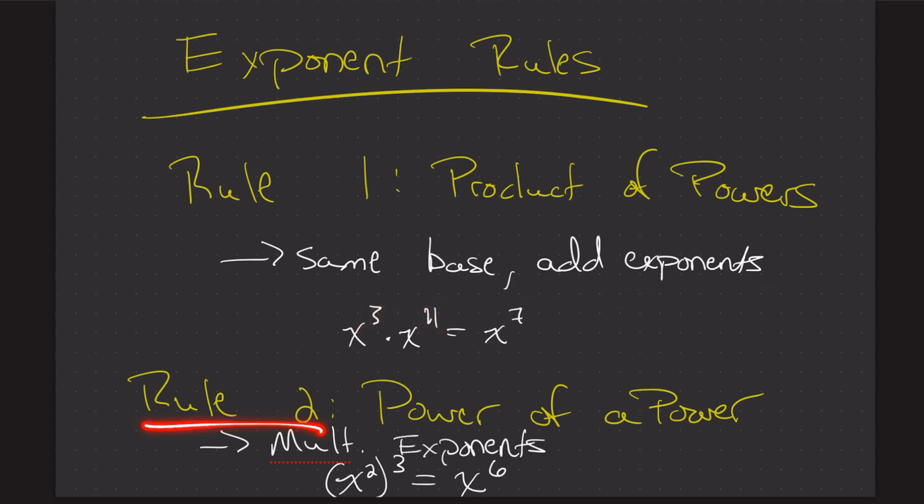Rule 2, the power of a power rule, which means multiplication of exponents. This is when we have a power inside of parentheses, and then we have another power on the outside. We just multiply the exponents. So 2 and 3 gives us x to the 6th power.